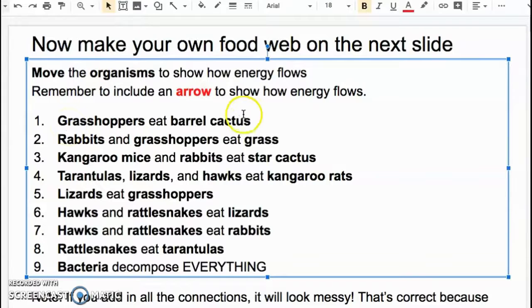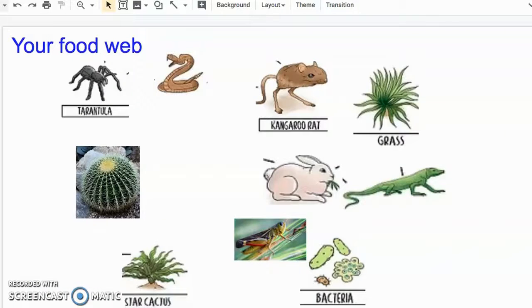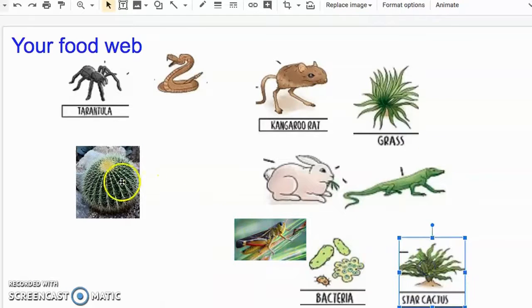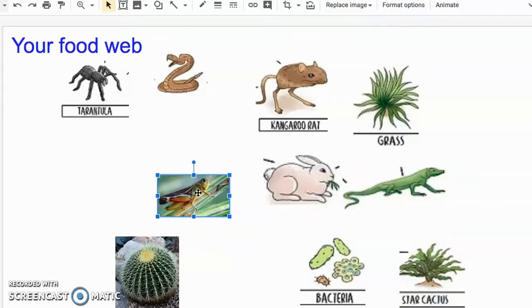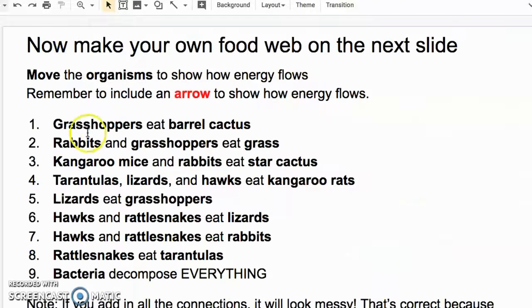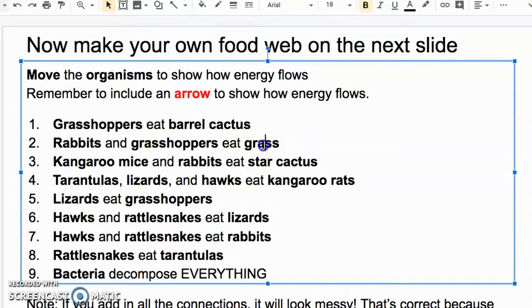These have a lot of connections. So I have grasshoppers eat the barrel cactus, but rabbits and grasshoppers eat the grass. So I'm going to start making my food web. Above it said that the grasshoppers eat the barrel cactus, so I need to move the barrel cactus right here to be next to the grasshopper. And a lot of times the producers, the plants, will go on the bottom level. So I'm going to have the barrel cactus come down here so it's next to the grasshopper.